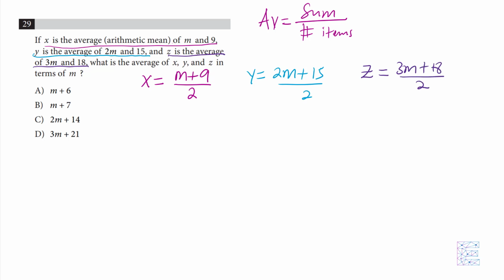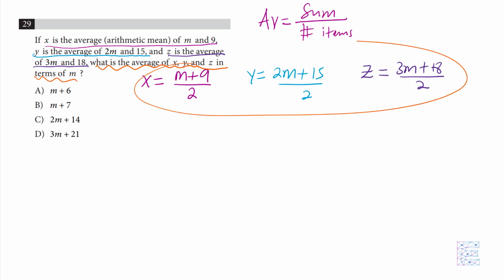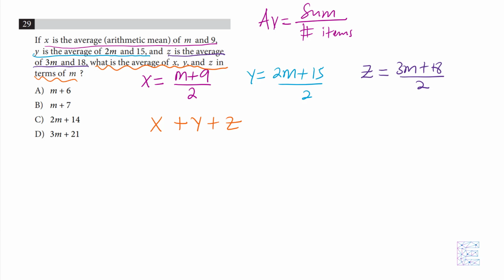So we go on and read the rest of this, and the question itself is, what is the average of x, y, and z in terms of m? Okay, so we want to find the average of these 3 items, x, y, and z. And to find the average of anything, just one more time, you add those items together. So x plus y plus z, we want to average those. That's what this question is asking us to do. So we have to use that.